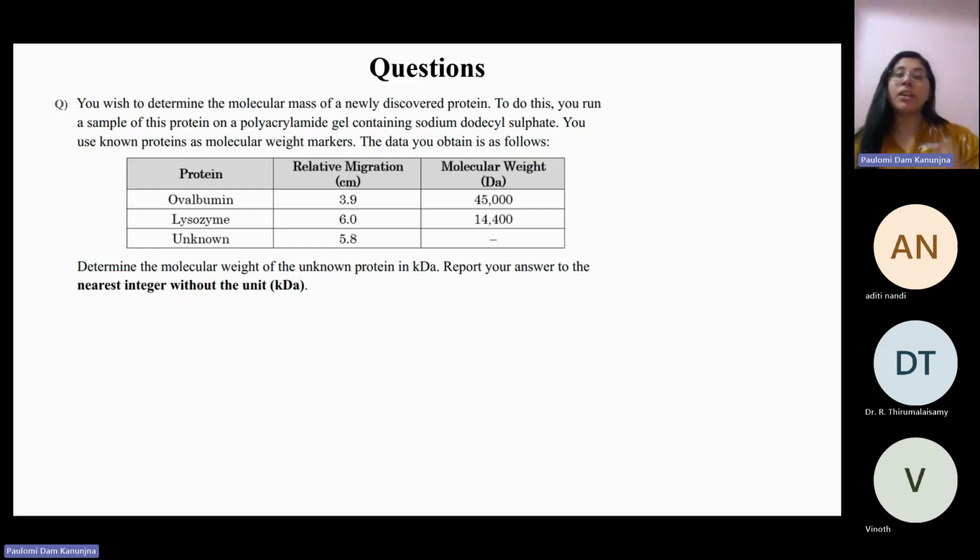Do it the same way. X1, Y1. Take Y1 as the log of the molecular weight. X2, Y2, Y2 as a log. Then you have X1, Y1, X2, Y2. Use the standard curve equation to find the equation, and then substitute the X value that you know to get the Y.